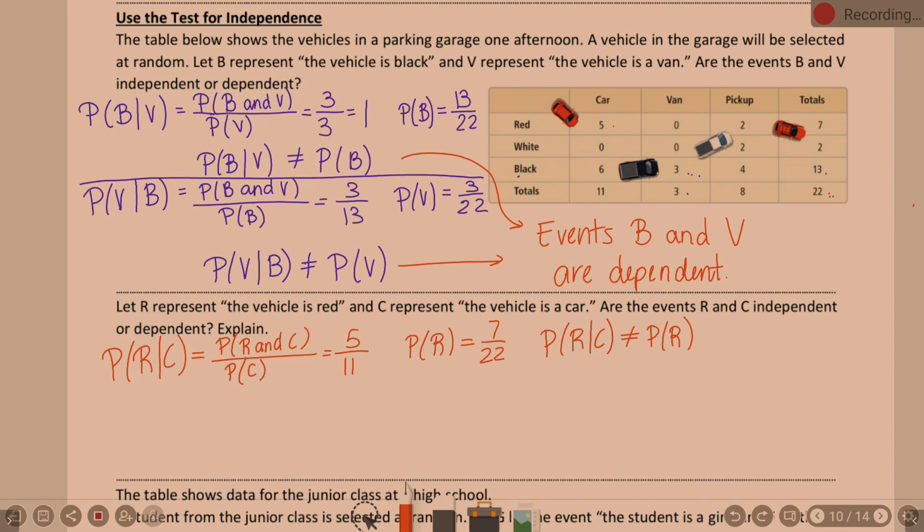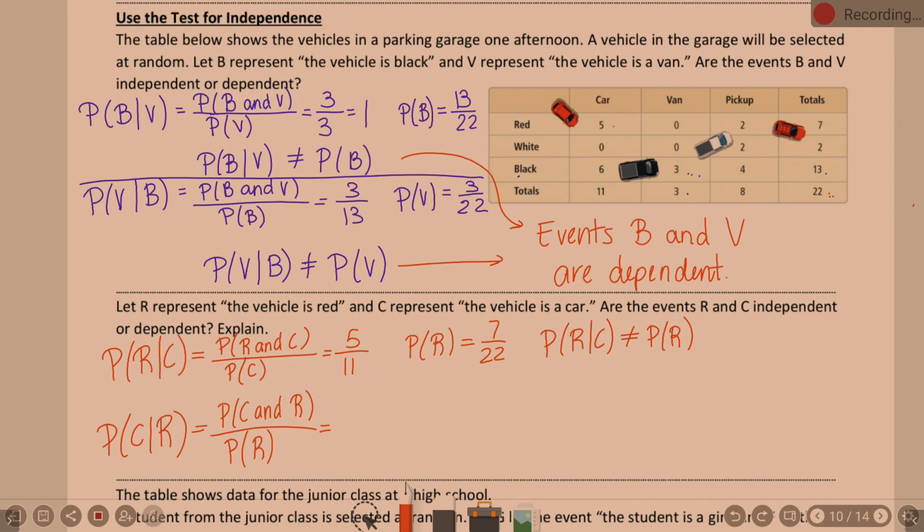Okay. Reverse it, just to double check ourselves. So the other way is the probability of a car given it's red. On top, I hope you realize we're just always doing both, right? So probability of car and red, divided by probability of, what was my condition? And that is red.